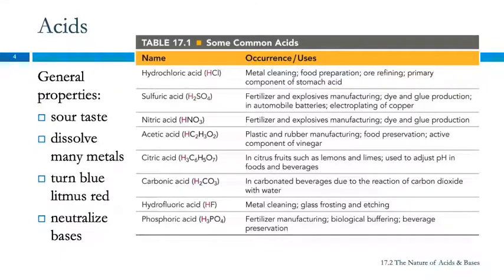So, acids. The general properties of acids is that they taste sour, they dissolve many metals, they will turn blue litmus red. Litmus is a substance that changes color, whether it's in acid or base. It's blue in a base and it's red in an acid. And acids can neutralize bases. And these are things that you should have heard of before.